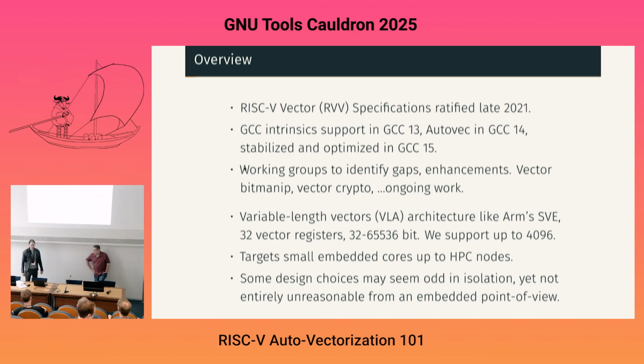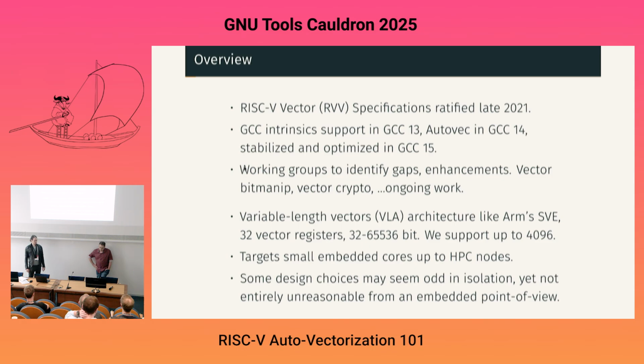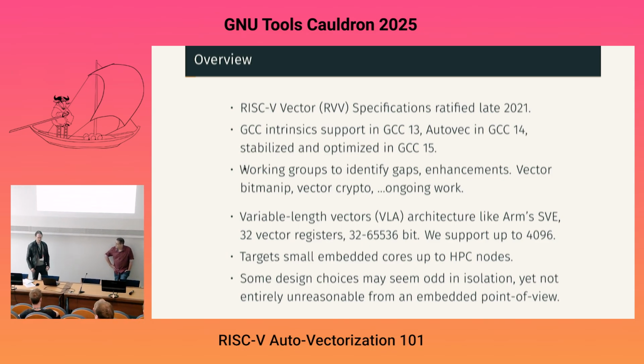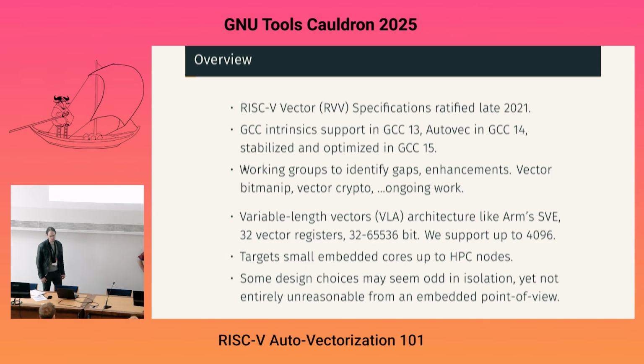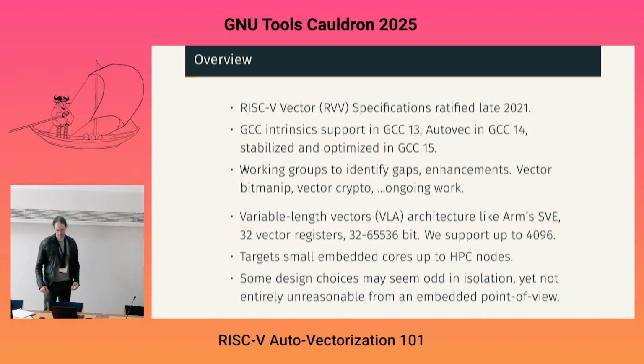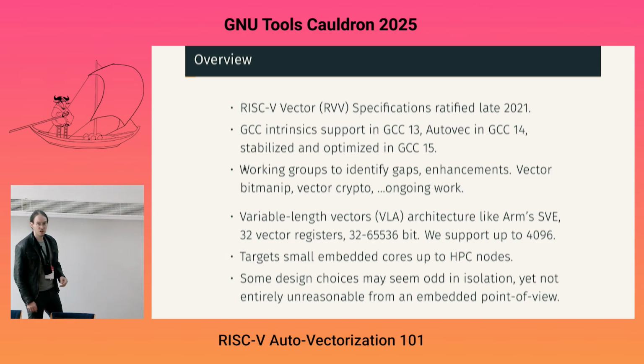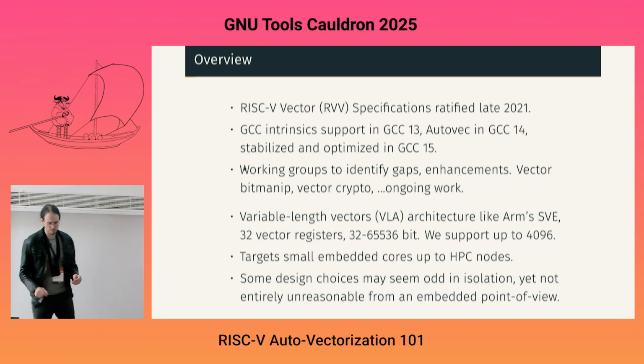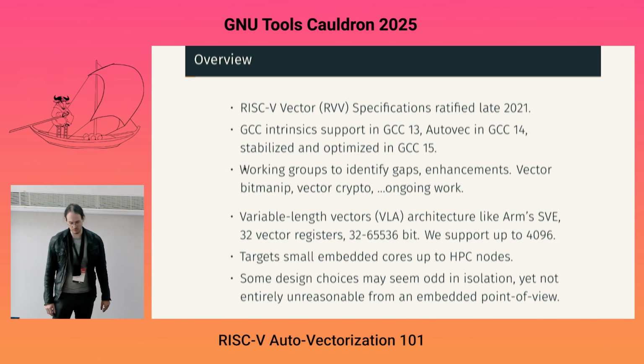So first, a bit of an overview. What is RISC-V Vector? It has been around for a while by now, since November 2021, and even RISC-V support has come a long way. So the intrinsic support started in GCC 13, AutoVec started working in 14, we stabilized and optimized it in 15, and by now it's working pretty well, but obviously there are still gaps and things to continue to work on.